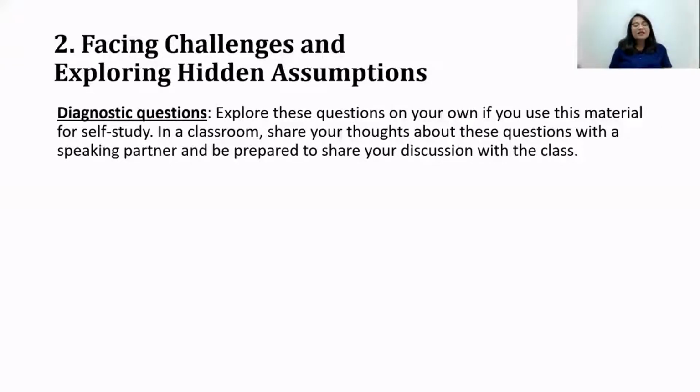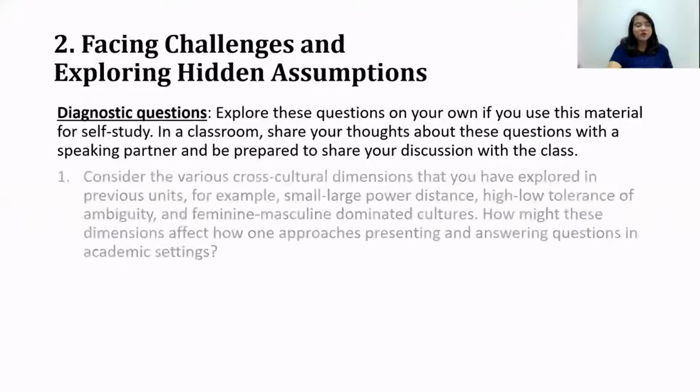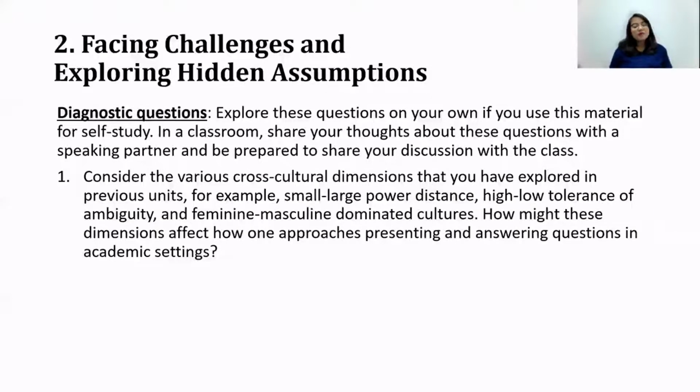Okay, now let's see the questions from question number 1. Consider the various cross-cultural dimensions that you have explored in previous units. For example, small and large power distance, high and low tolerance of ambiguity, and feminine and masculine dominated cultures. How might these dimensions affect how one approaches presenting and answering questions in an academic setting?